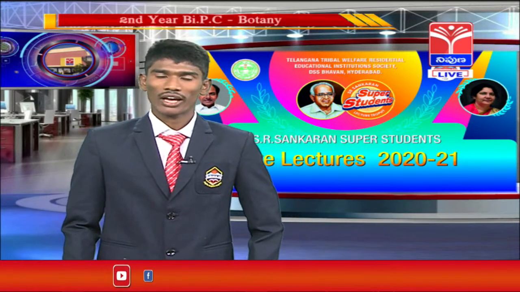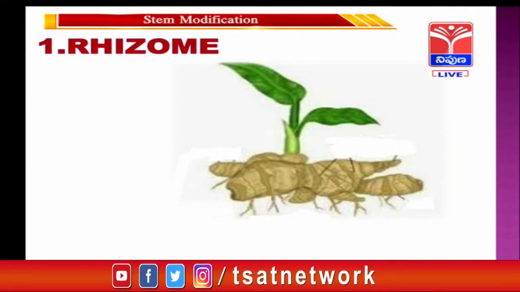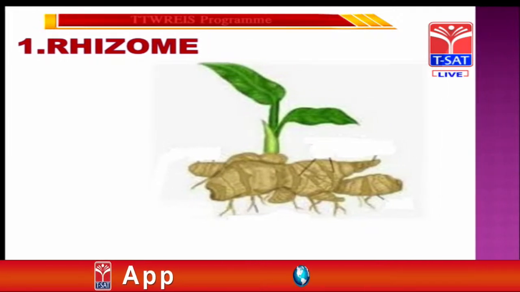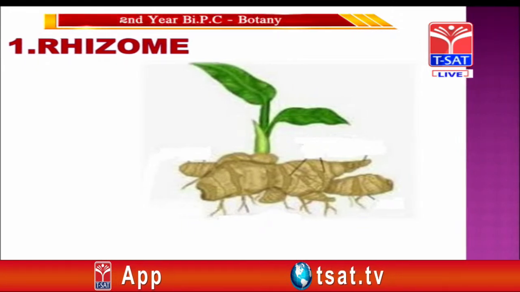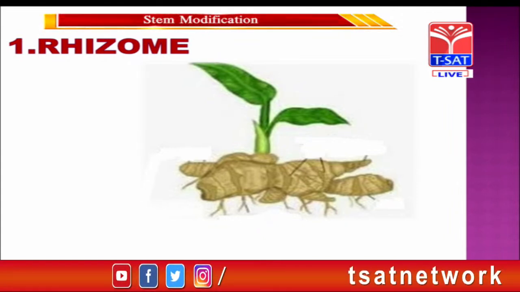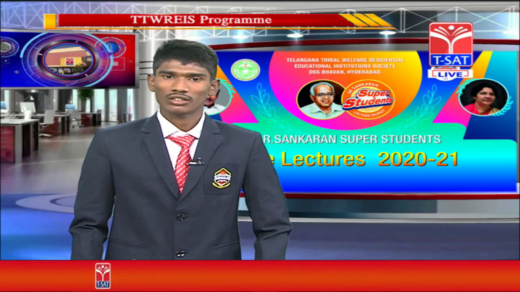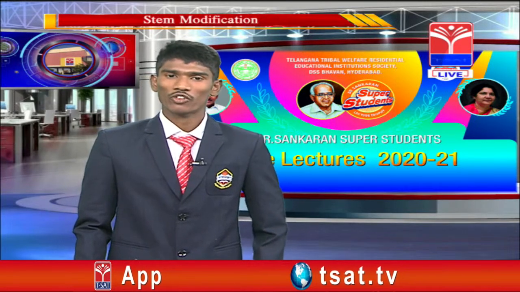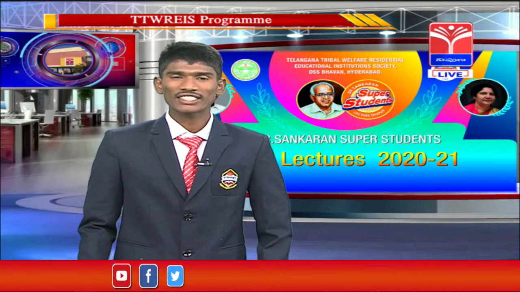As you can see on the screen, this is the rhizome. Rhizomes are non-green with distinct nodes and internodes. These are brownish in color and spherical in shape with a flattened base. The most common rhizomes are fleshy due to the storage of food material. The terminal bud contains the corm, and the original name of corm is Colocasia, whose scientific name is Colocasia esculenta.